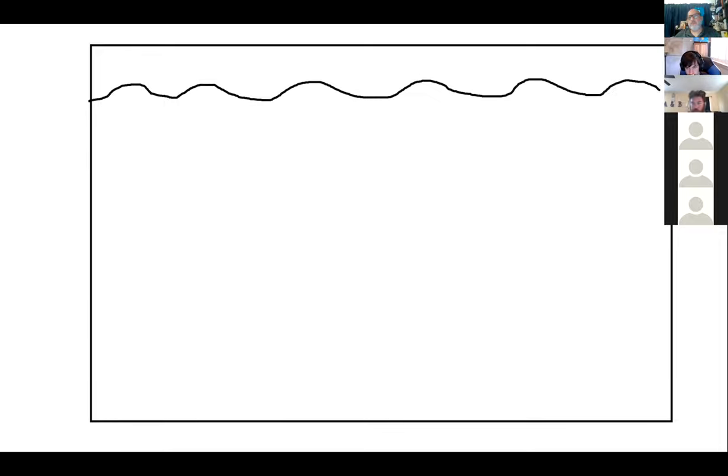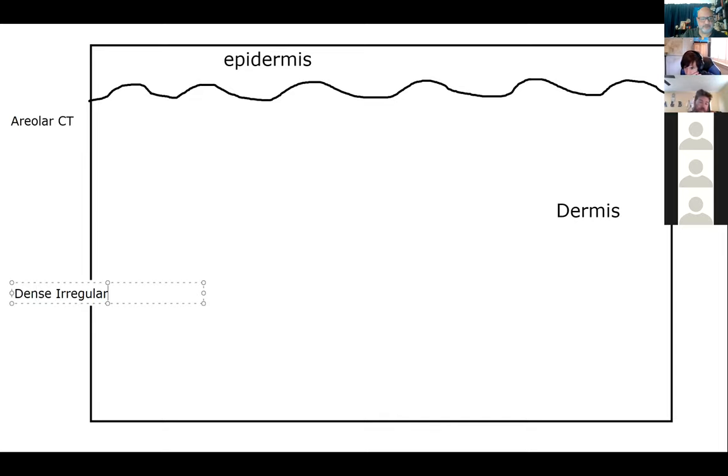So again, here is our skin. And as we've seen, there are undulations between the epidermis up here and the dermis that is down here. And as we've also mentioned, there are two sublayers. There are also two connective tissues. What are the two connective tissues that we said form the dermis? Areolar connective tissue. Yeah, and? Dense irregular tissue. Excellent. So we have two different types of tissues, two different sublayers. So that shouldn't be surprising.